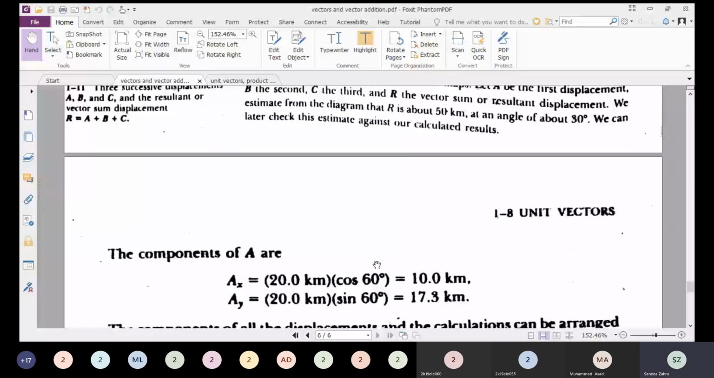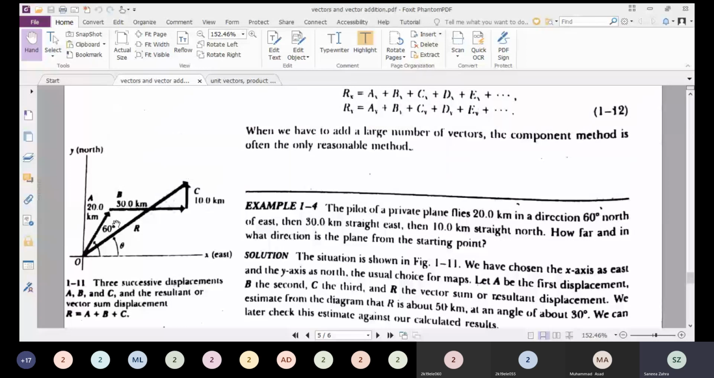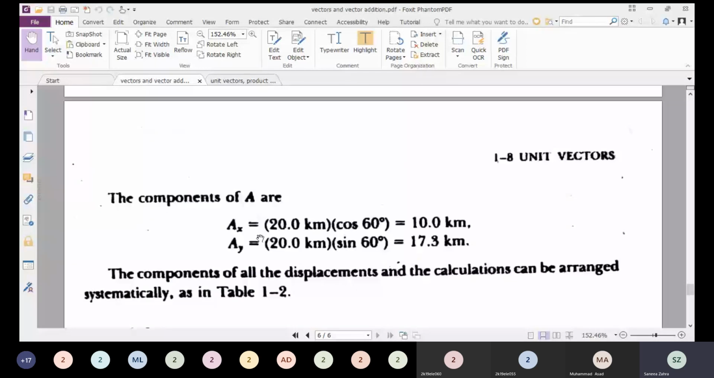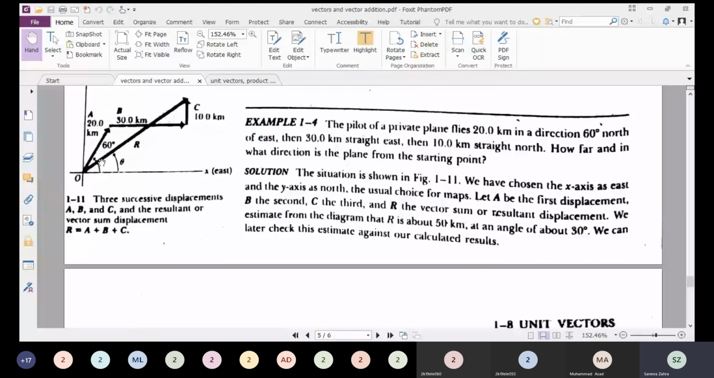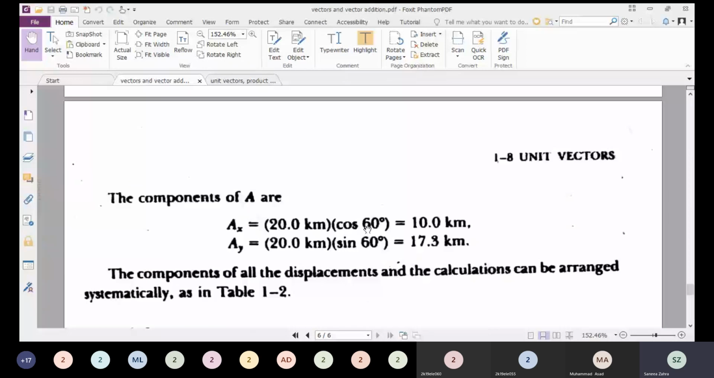So what we are going to do is find the value of ax and ay, its value along the x-axis and along the y-axis. For that, we know that for the x-axis it's A cos theta. The magnitude of A is 20.0, cos of theta, and the angle is 60 degrees, so cos 60. For ay, it is A sin theta, the magnitude of A times sine of theta. You get these two values.